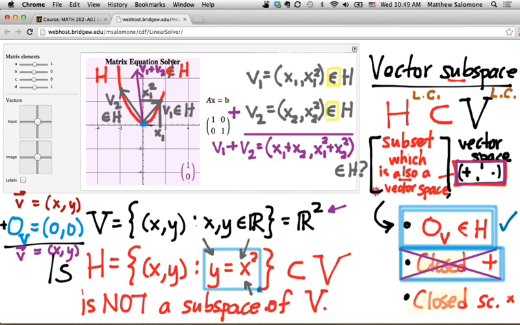So how do we know if a vector belongs to H? We have to know if it satisfies this condition of membership, if its y-coordinate is equal to the square of its x-coordinate. And is that true for our purple sum over here? So this is our y, this is our x. And I just want to know, is it true that x squared is equal to y?